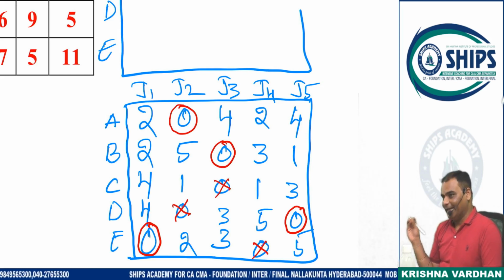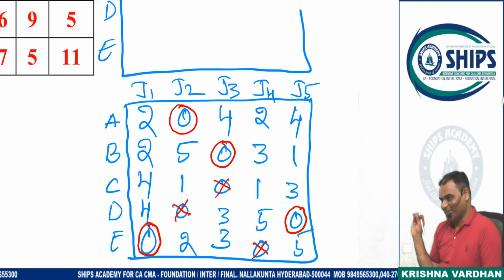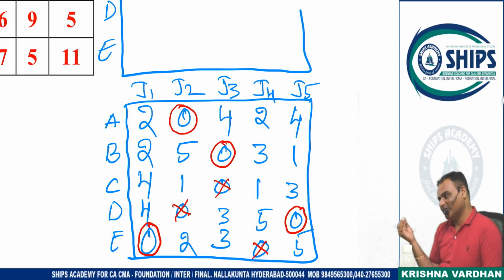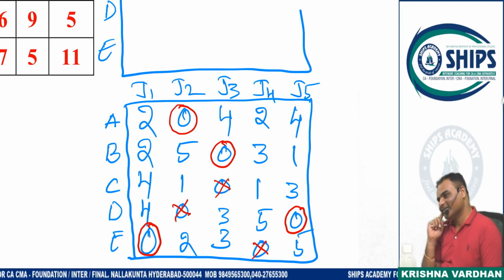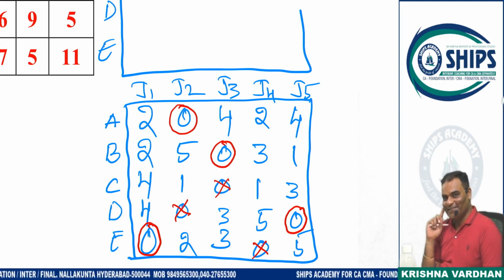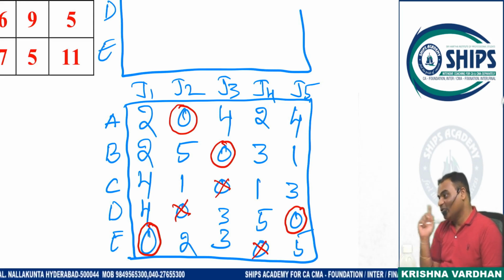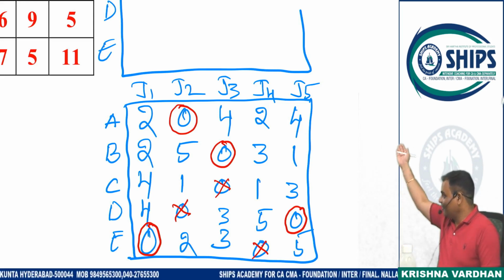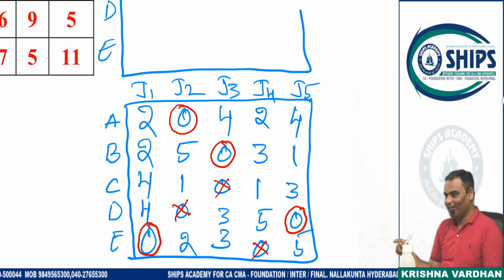You need to draw lines covering all zeros in the matrix, both crossed and covered zeros. It has to be only straight lines. No diagonal lines. It has to be either horizontal or vertical.